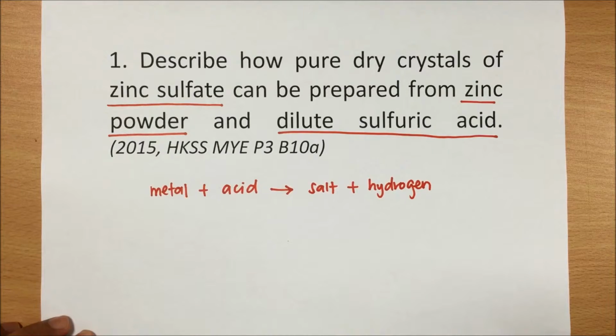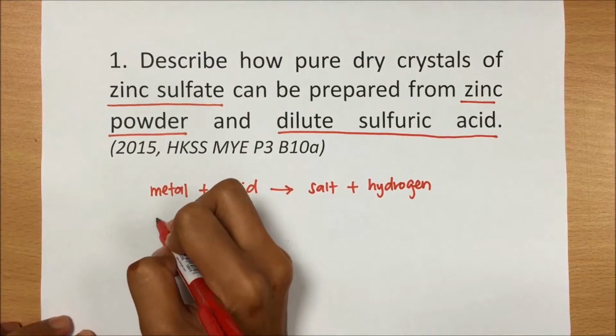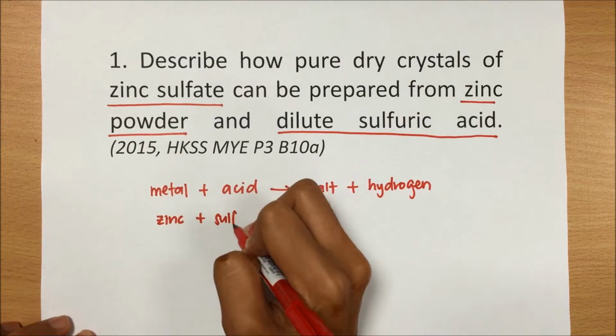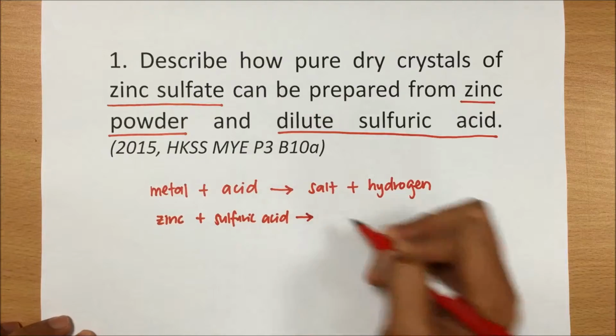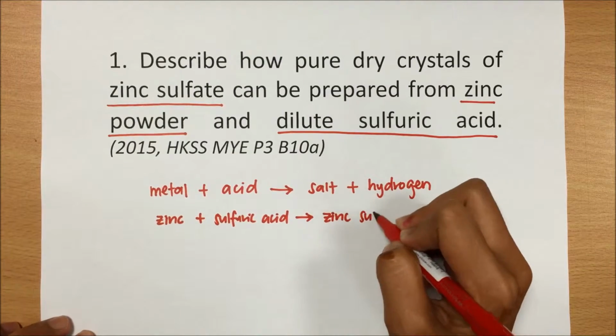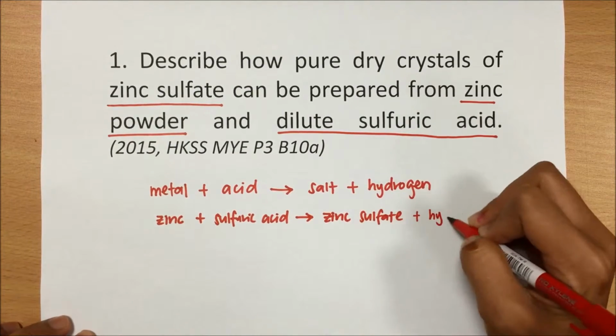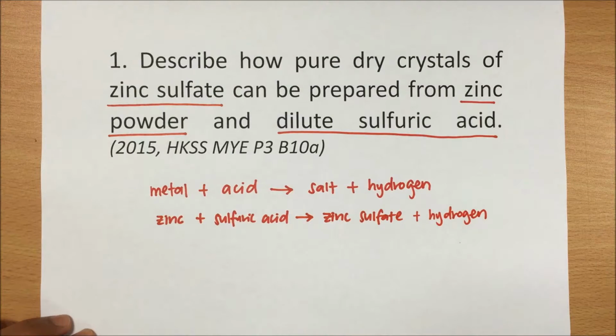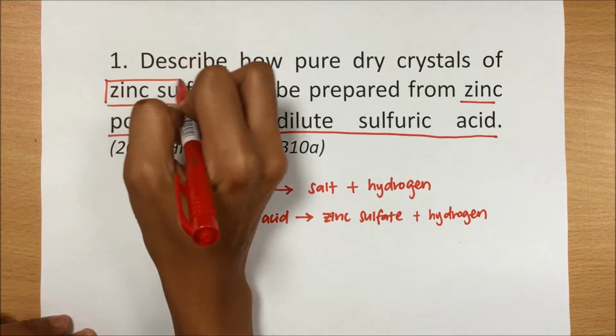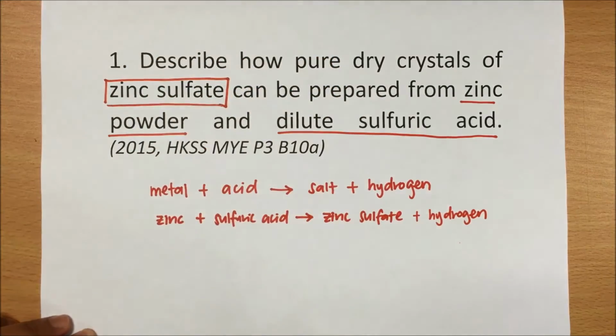Now from the information in the question, let's write down zinc as the metal and sulfuric acid as the acid. The salt produced is zinc sulfate. Why? Because zinc comes from the metal and sulfate comes from the acid, sulfuric acid. How do we prepare a dry, pure sample of zinc sulfate?